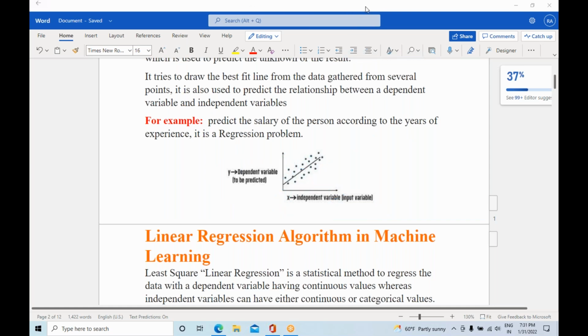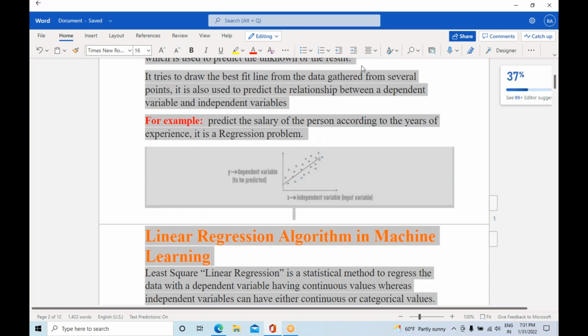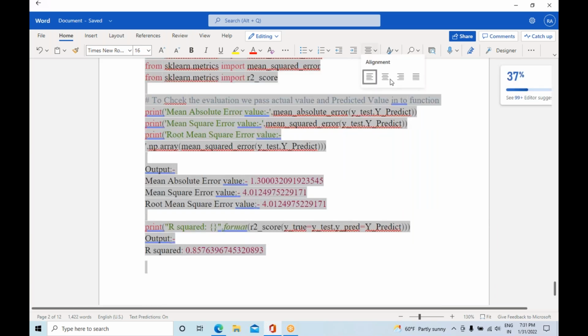Is there any question regarding what I explained till now? Tell me, is there any question regarding what I explained here?